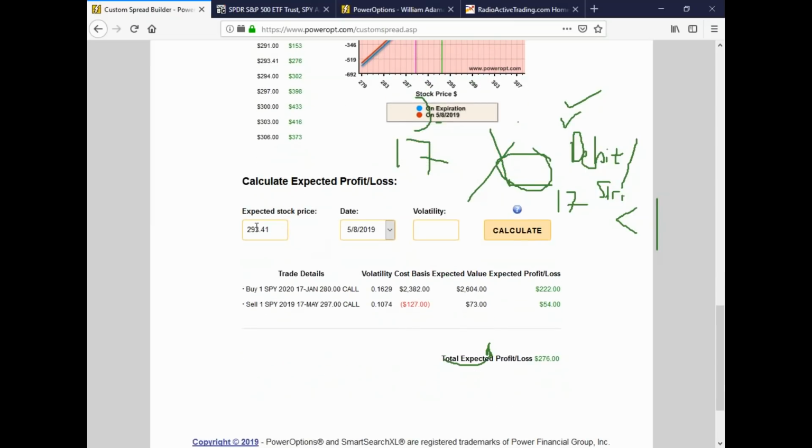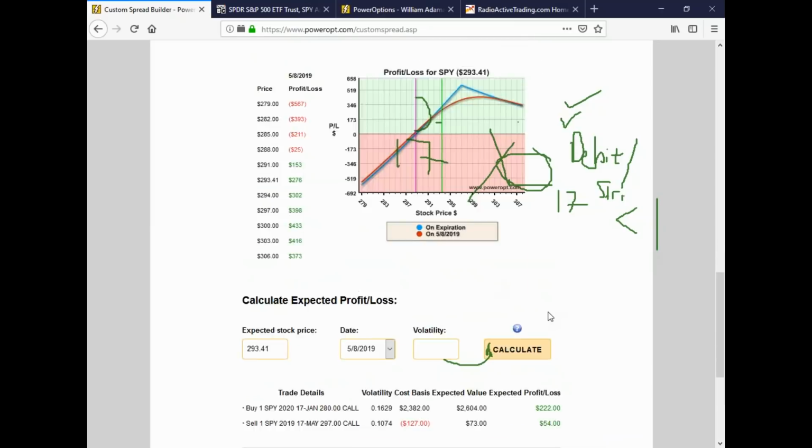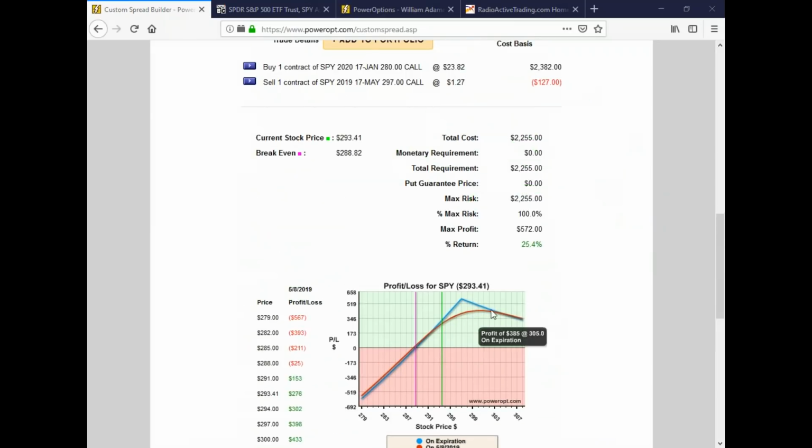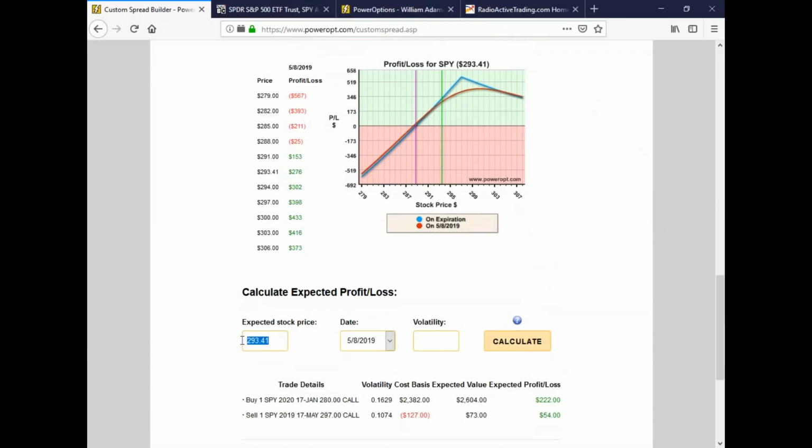And again, why? Remember what I said here. We have a cost basis into this position of $22.55. And what happens if we have a 10% drop in SPY in the first month?